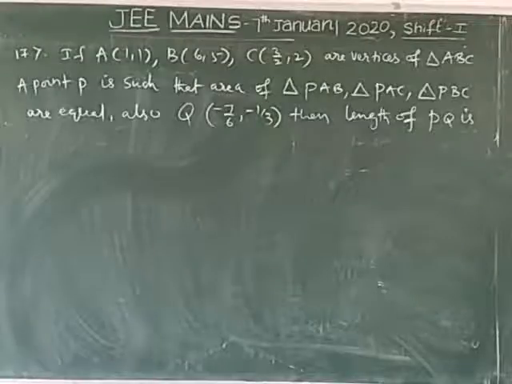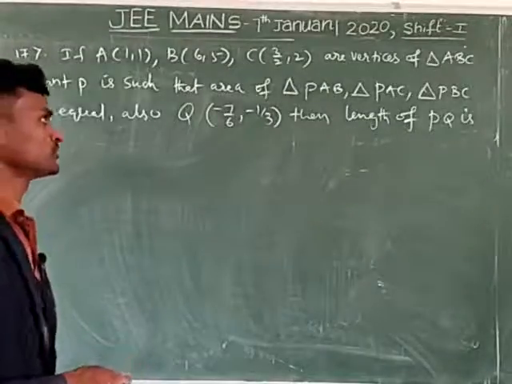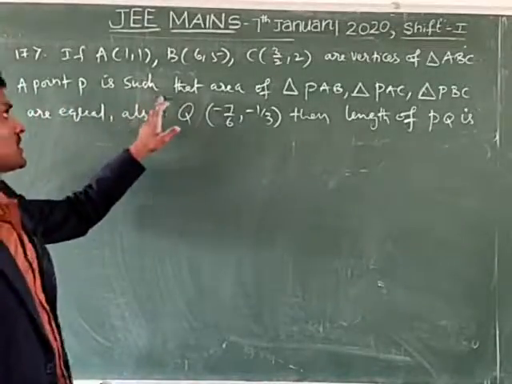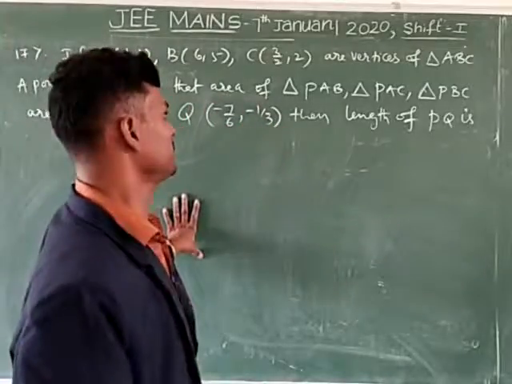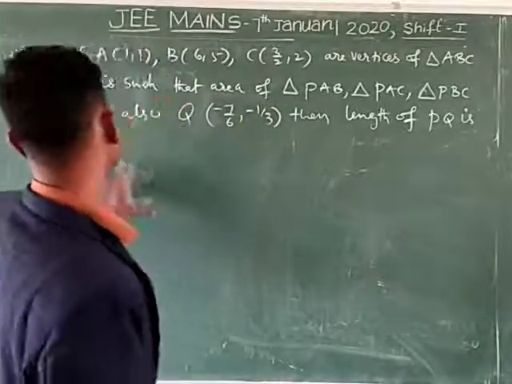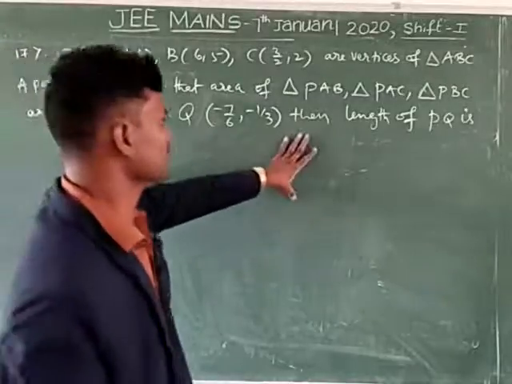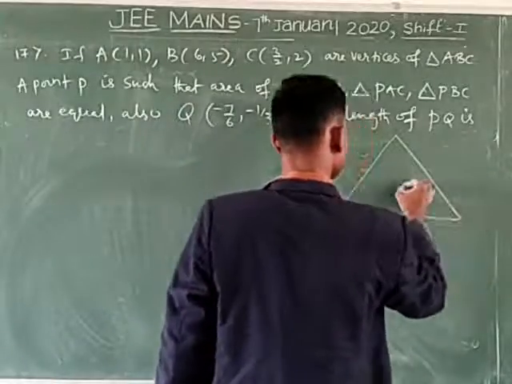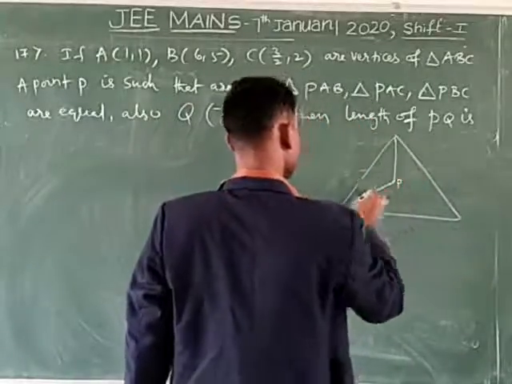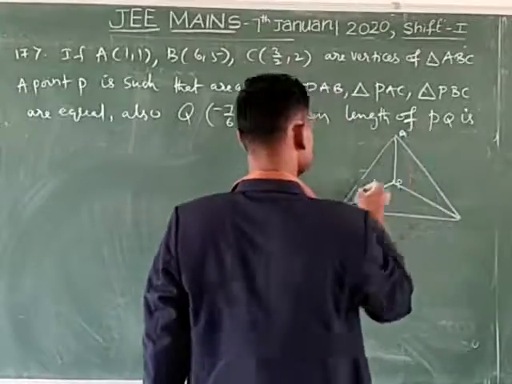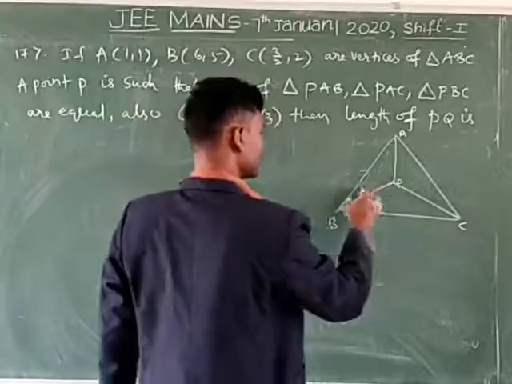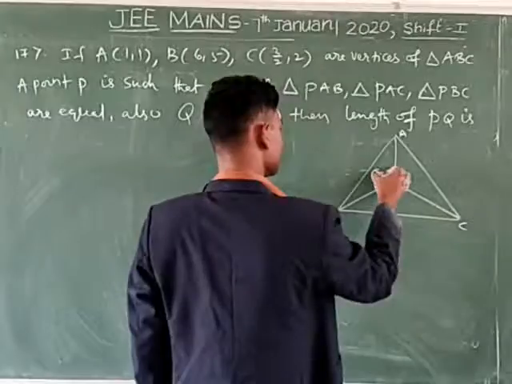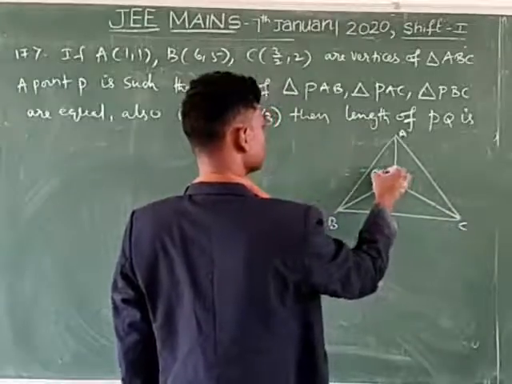Next question: if A is equal to (1, 1), B is equal to (6, 5), C is equal to (3/2, 2) are vertices of triangle ABC. A point P is such that the areas of triangle PAB, triangle PAC, triangle PBC are equal. Also point Q is given. Then find the length of PQ. See here, this is a triangle, and this is the center point of this one. Here A, this is B, C. All three triangles are equal. Here one point is there, this is Q. That Q is given.